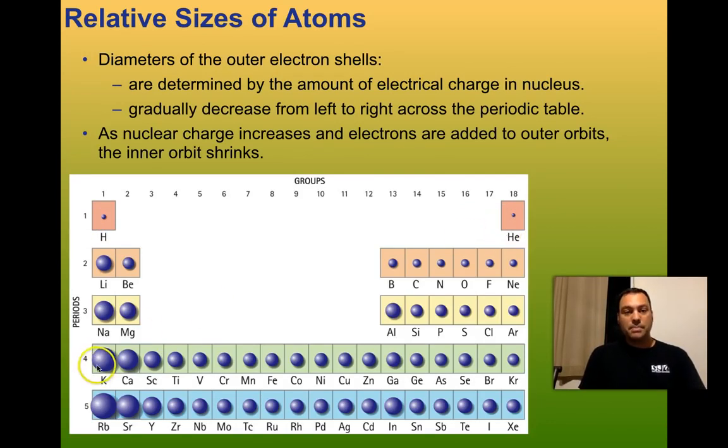Same thing is true down here. Look at how big this potassium ion is, right? It has fewer protons, but it's larger than the krypton, which is way over here, which has a lot more protons and therefore has a stronger pull on its electron shells. So it pulls everything in. So interestingly enough, the cations, which are these guys over here generally, are large. The anions are these things over here. They tend to be small. As nuclear charge increases and electrons are added to outer orbits, the inner orbit shrinks. It makes perfect sense, basically what I just said, in different words.